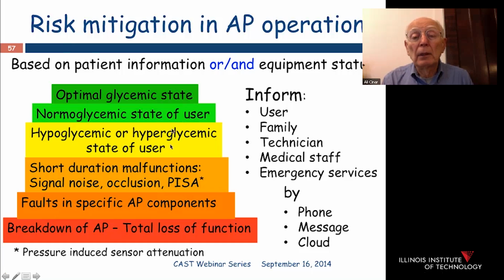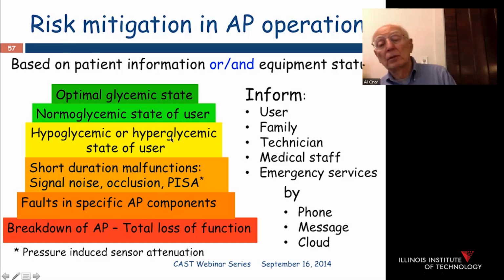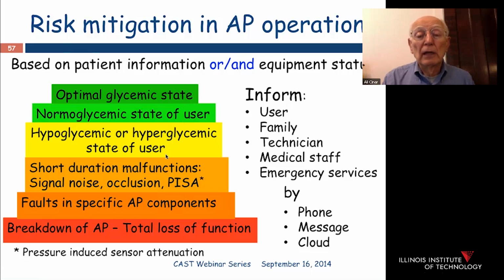And these can be caused by the patient's behavior directly, or there could be some short duration malfunctions in the system, like temporary increase in signal noise or occlusion that's formed under the skin with insulin that is building into a depot but not being distributed in the body, or pressure-induced sensor attenuation, which happens when people who are sleeping would turn over and put the pressure on the sensor and that whole area where the sensor is located, which affects, unfortunately, the sensor reading.